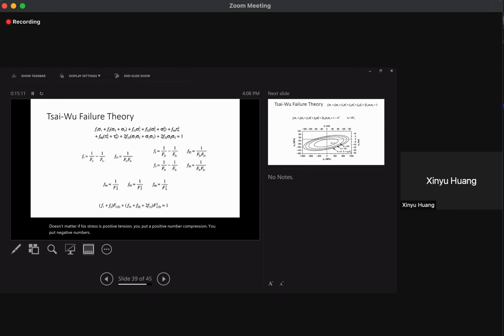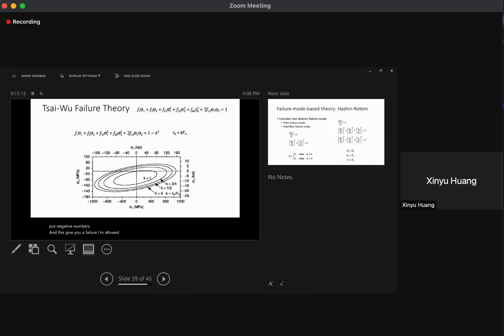And this gives you a failure envelope, which looks like this. Okay. It depends on the shear. If there's no shear, k equals 0, which is this envelope. When there's shear, this circle gets increasingly smaller. So basically, the stress state within the envelope is safe. Outside the envelope is not safe. These are validated by experiments. People have done validation over the years using a lot of tests in different directions.